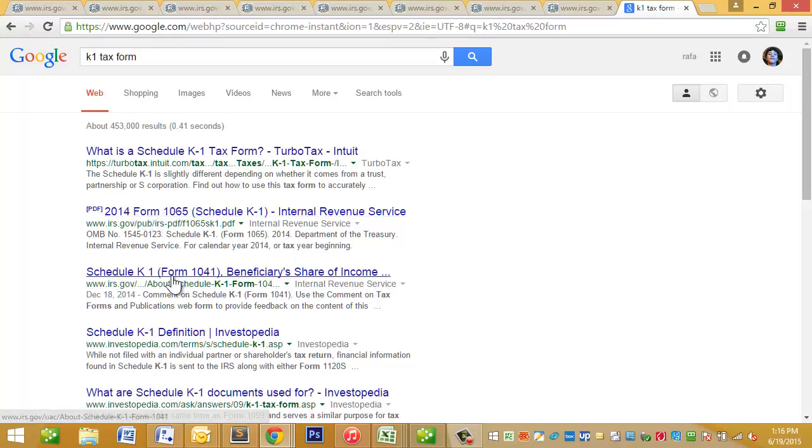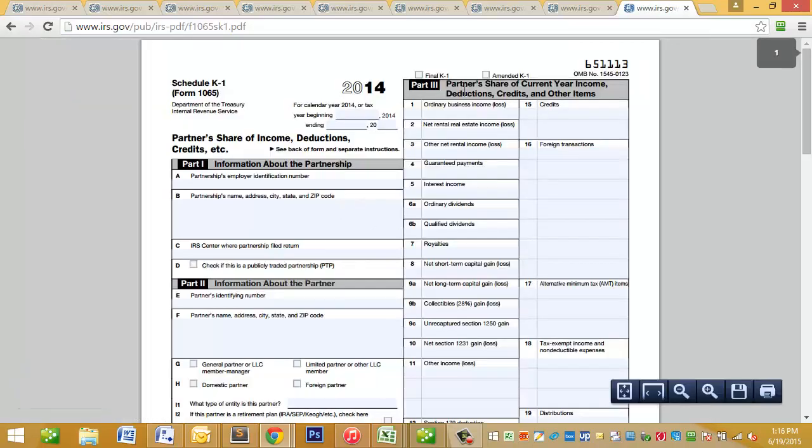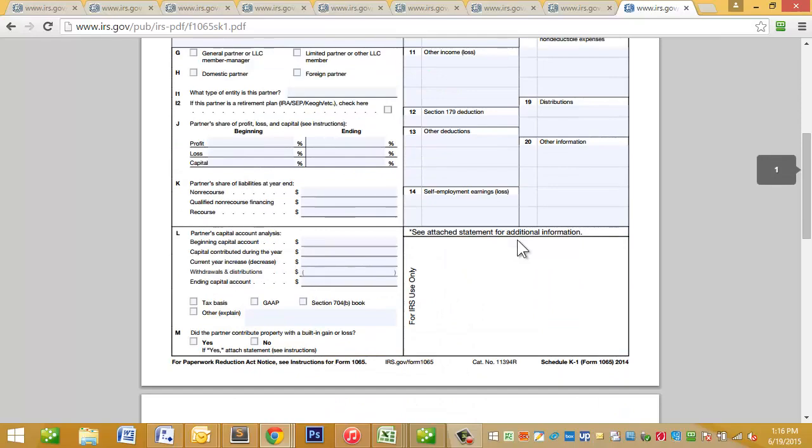This is your 1065 K1. This is a Beneficiaries K1. We'll look at this one. Okay, so K1, see, partner's share of current year income. So this is essentially just showing how much money did you get to take out of the business and how much did your partner get to take out of the business.